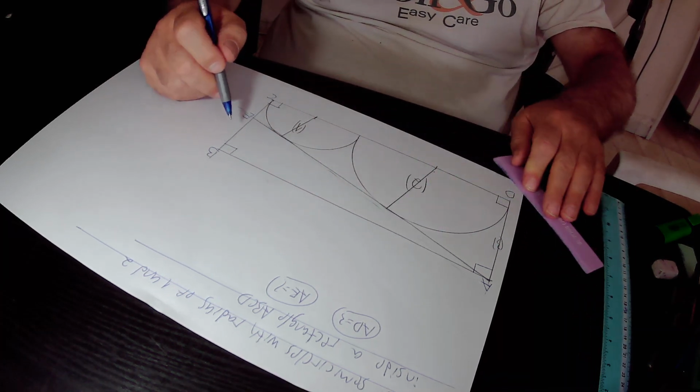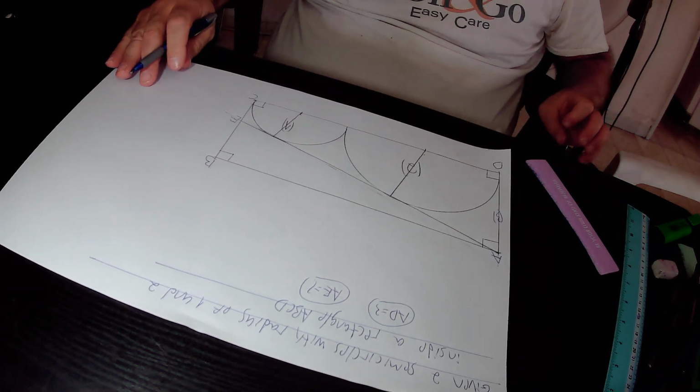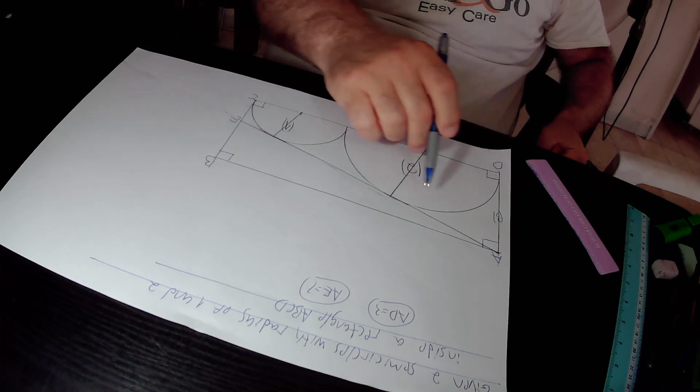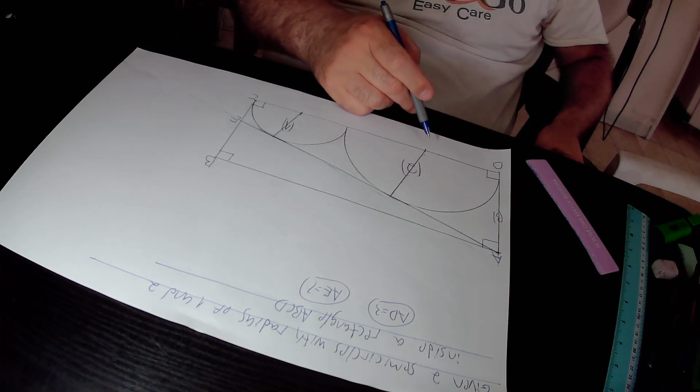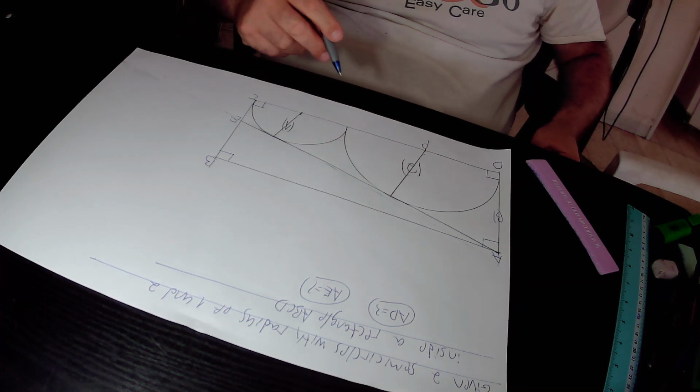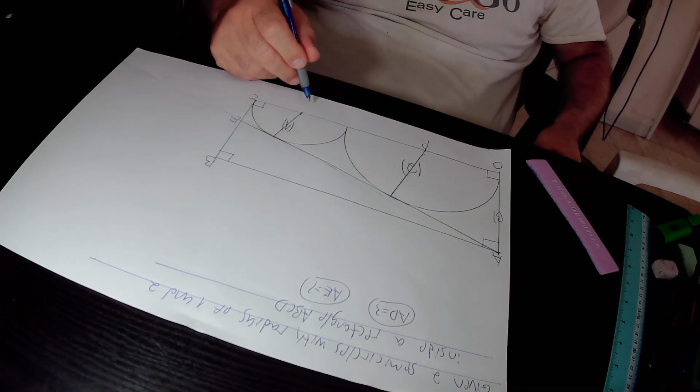In the next step, we will define the relevant points for this question with letters. We will define the center of this big semicircle. This point is point P. We will define the center of this small semicircle. This point is point Q.